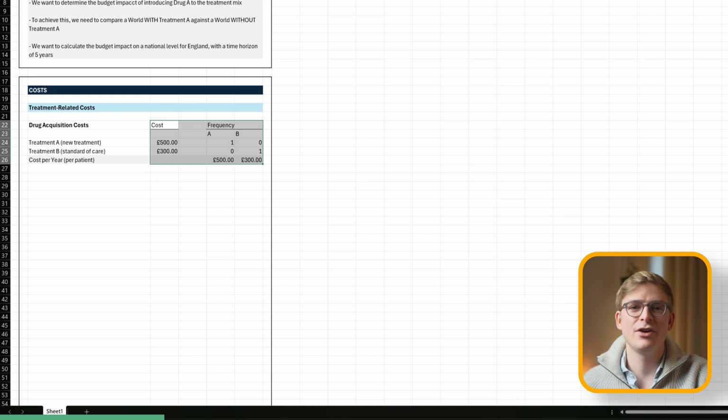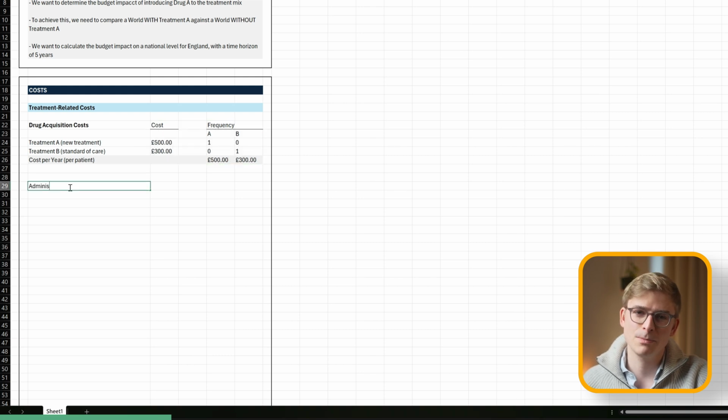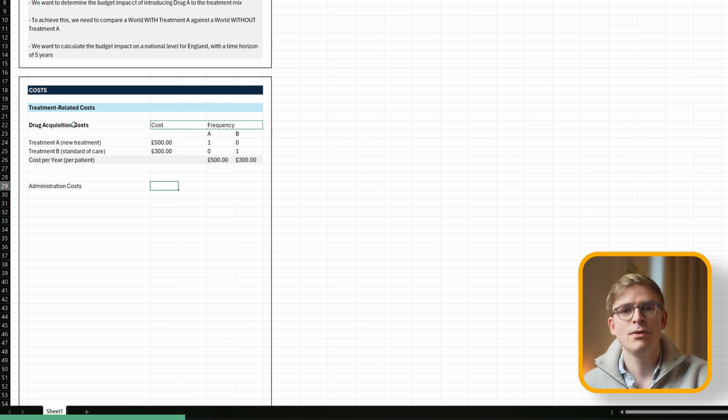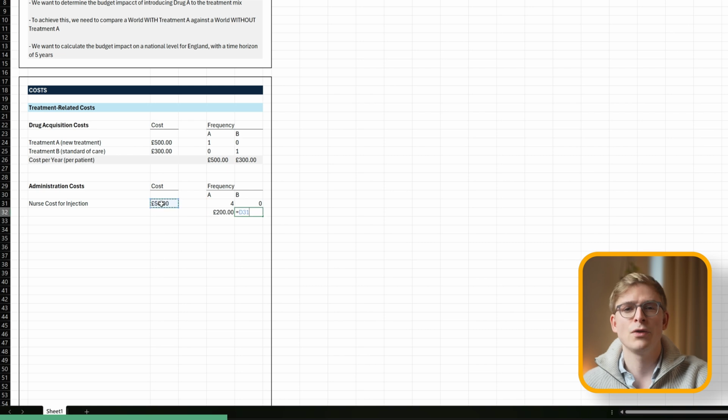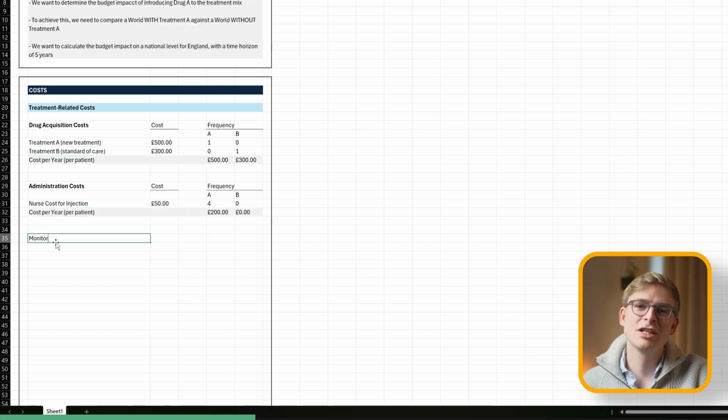Next up, for treatment A, there is an additional administration cost that we want to capture. Since treatment A is an injection which has to be administered quarterly by a nurse, the costs for the nurse's time need to be reflected in our model. Let's assume that the cost for the nurse to administer the injection is £50, and it has to be done 4 times a year since it's a quarterly injection, which gives us a cost of £200 per patient per year for the administration of treatment A. Treatment B, on the other hand, is a tablet that patients can take themselves, so there is no administration cost associated with treatment B.